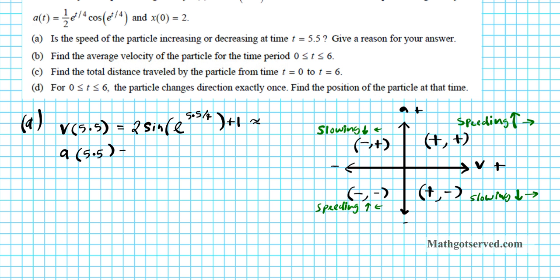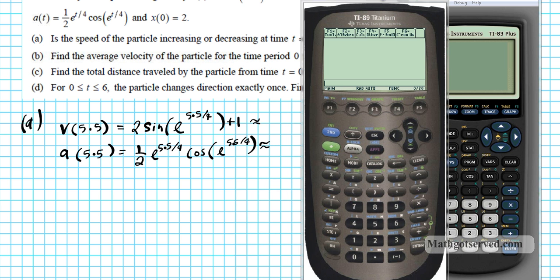So that one is going to be the acceleration function, 1 over 2 e to the 5.5 over 4 cosine e to the 5.5 over 4. All right, so let's go ahead and find out what these values are using our calculators. I'll be using the TI-89 Titanium and also the TI-83. Let's start with the TI-89 Titanium. We have to make sure our mode is in radian.